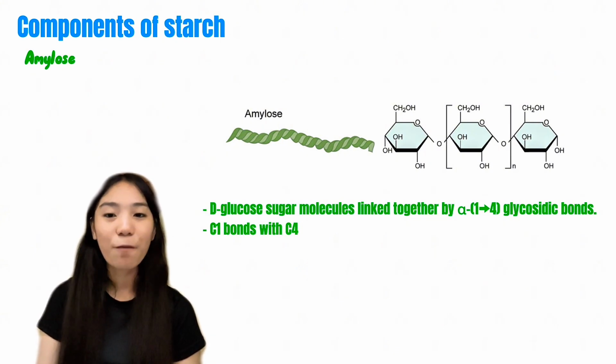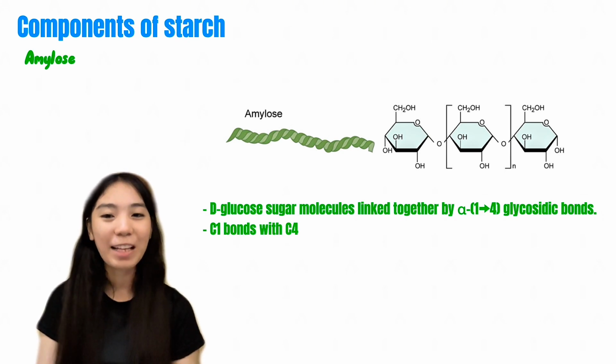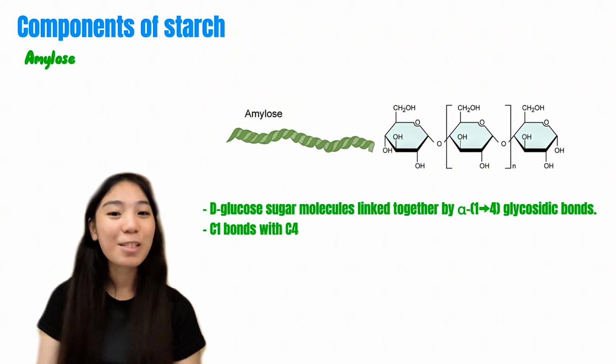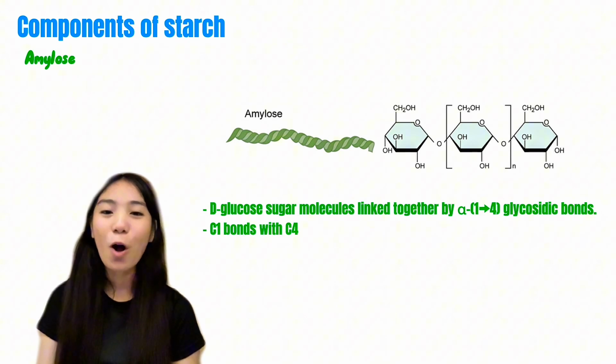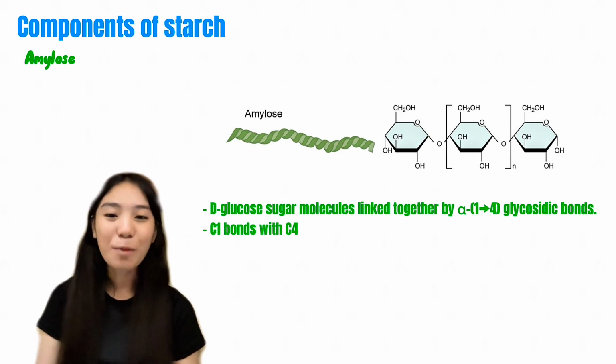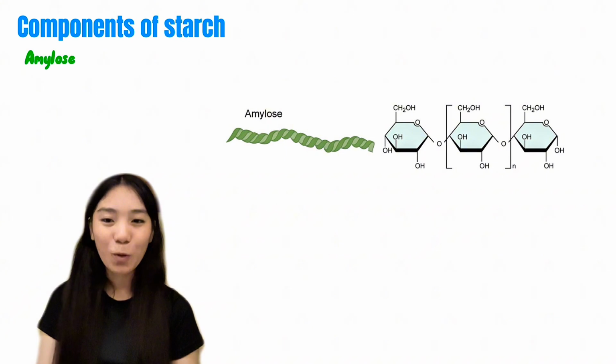And because it's an alpha bond, it has a specific orientation that allows for the famous coiling. This linear arrangement is what allows the chain to coil into a beautiful helical structure, almost like a spring. This compact shape is super clever because it allows plants to store a whole lot of glucose in a really small space.